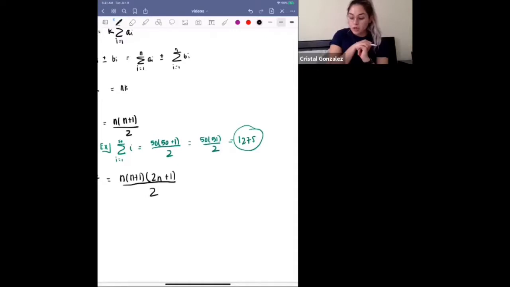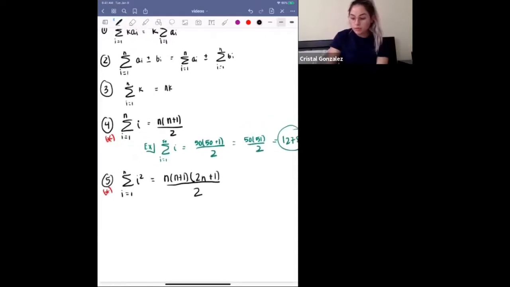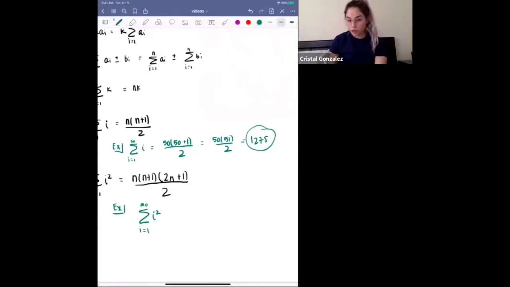Okay, so let's do an example of this. You know what? Why not? Let's do the sum from i equals 1 to 20 of i squared. So if we wanted to do this sum right here, we would do 20, and then I'm going to plug it into this part here, which is 21. And then we're going to do 2 times 20, which is 40, plus that 1, 41.